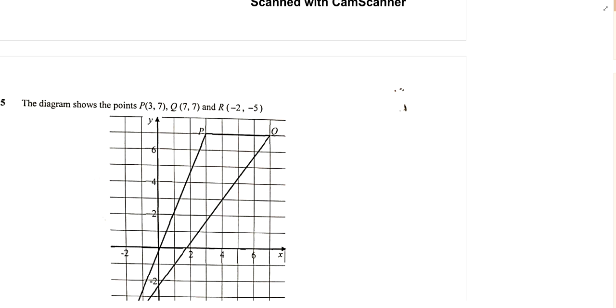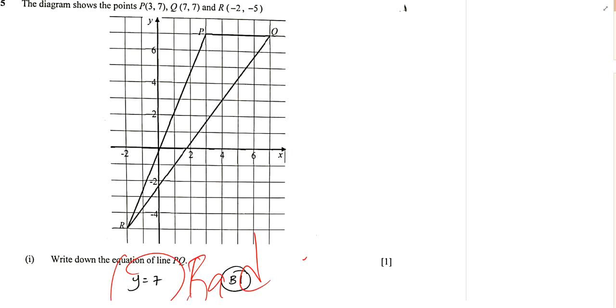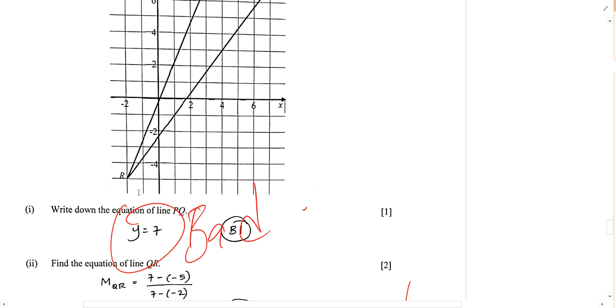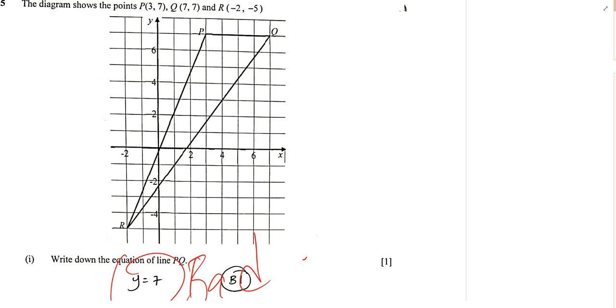The easiest question of the paper. Write down the equation of PQ. Very badly done. Y equals 7. All sorts of answers given to me. PQ is a horizontal line. It's Y equals 7.